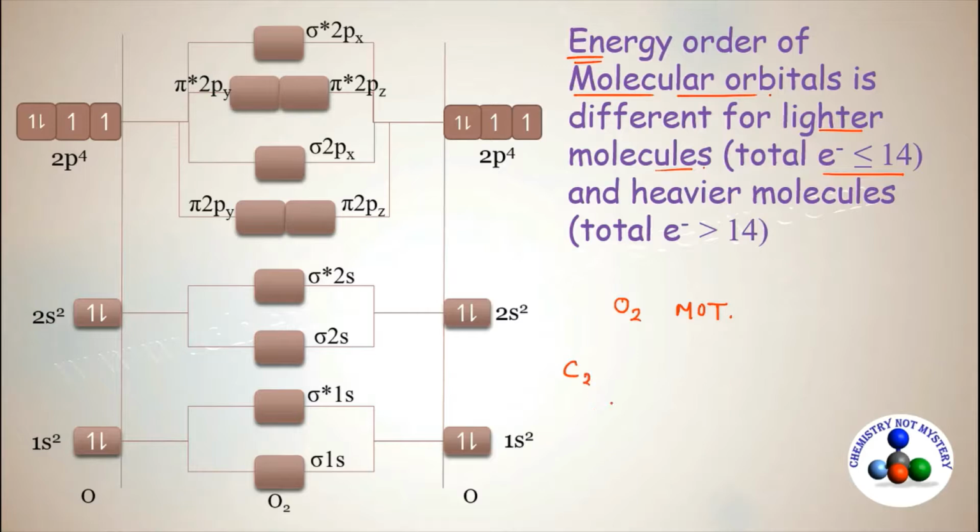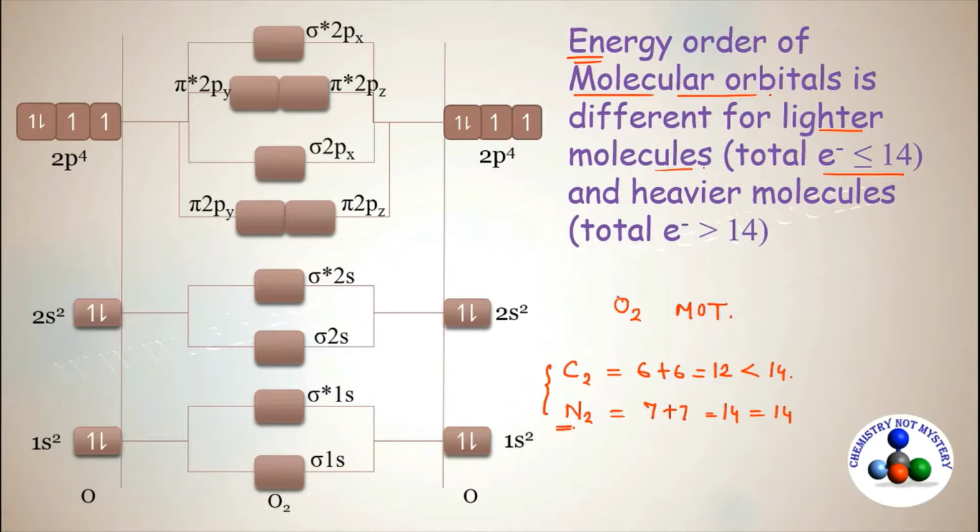For example, the C2 molecule. In the C2 molecule, total electrons are 6 plus 6, meaning 12, and it is less than 14. That means it is considered a lighter molecule. Similarly, the N2 molecule has a total of 7 plus 7, that means 14 electrons, which is equal to 14. So they are both considered lighter molecules. And for a lighter molecule, you can follow the same energy order as we have followed for the N2 molecule.